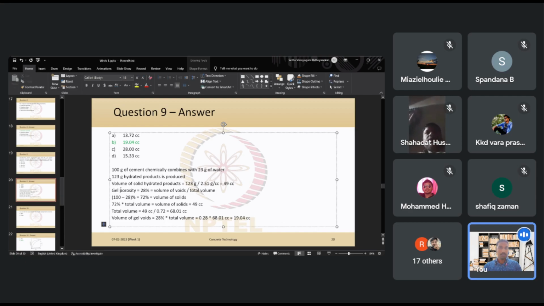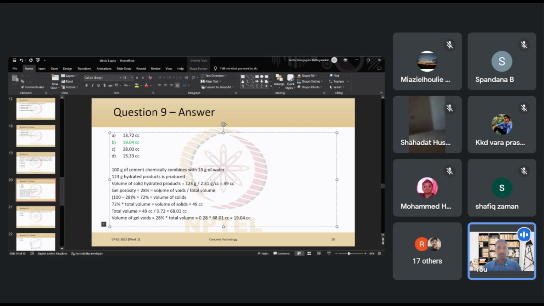And knowing the definition of porosity, it is nothing but the volume of voids to the total volume. That value for the cement gel is given as 28 percent. And the question is asking us to find the volume of voids in the gel. To get that, we need to know the total volume of the gel, but we do not know the total volume. We only know the solid volume so far. So we need to now find the total volume.